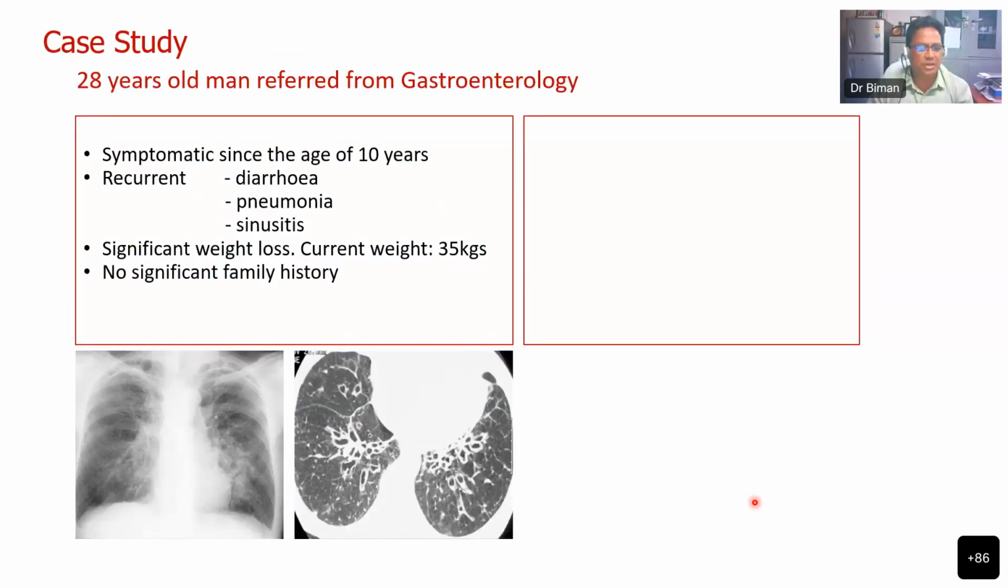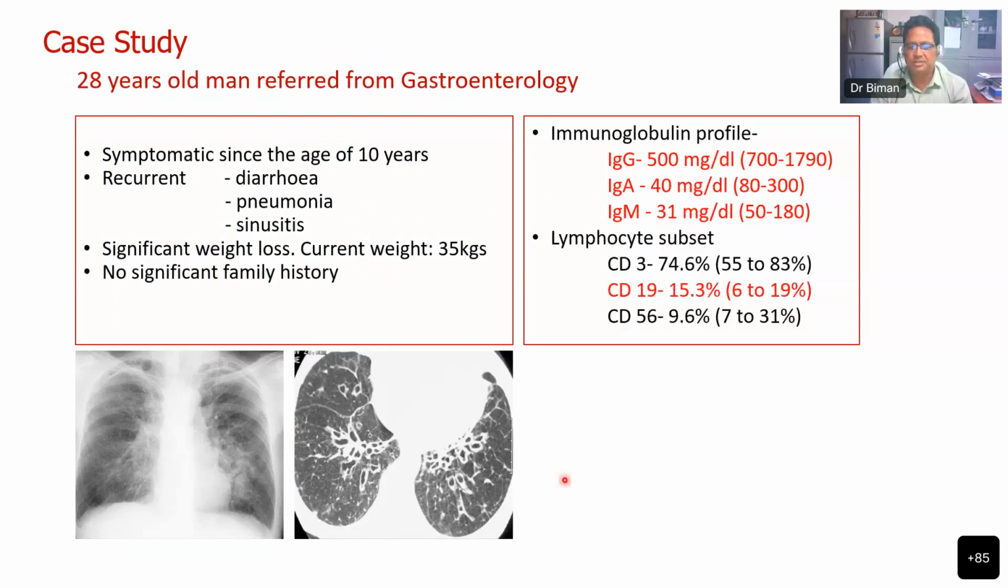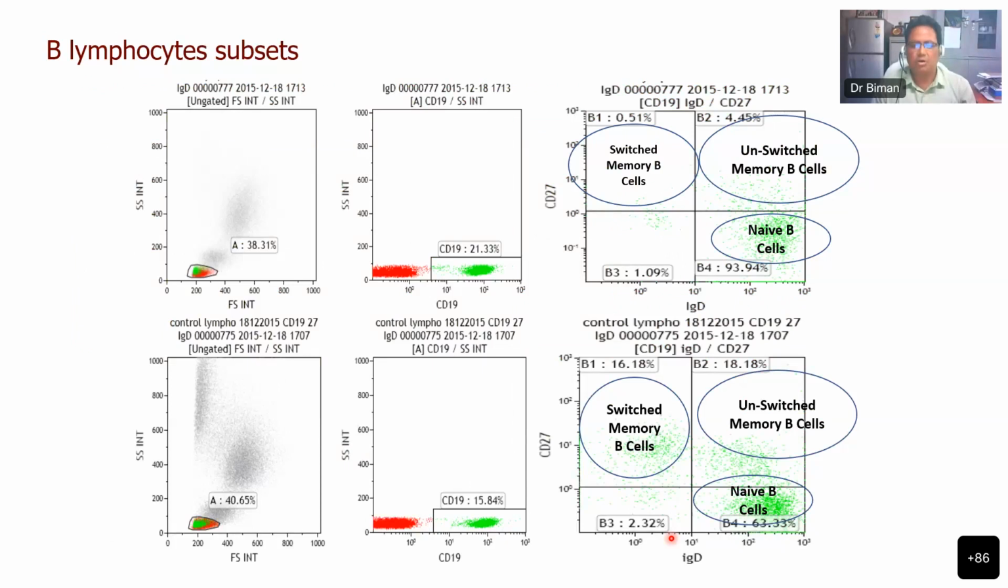Another case: a 28-year-old man, an adult, presented to gastroenterology. Symptomatic since 10 years of age, with recurrent diarrhea, pneumonia, and sinusitis, significant weight loss, and no significant family history. The immunoglobulin profile shows pan-hypogammaglobulinemia, but the B cells are normal. So B cells are there, but the patient still has hypogammaglobulinemia, and he's an adult. In an adult presenting with infectious complications and recurrent pneumonia, they sometimes present with bronchiectasis, with a lot of lung inflammation and damage, especially if they present very late. In this scenario, you think of common variable immunodeficiency, or CVID.